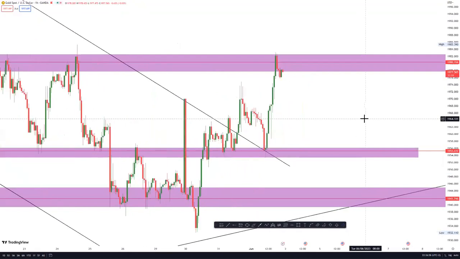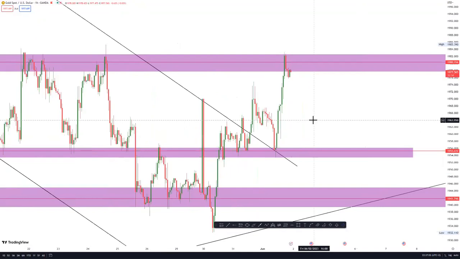I normally get my entries on the 1 hour. I like to hold my positions a little bit longer. I'm both a day trader and a swinger. I'm not really a scalper.